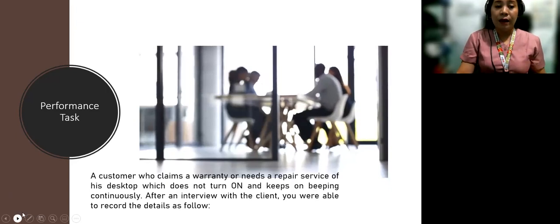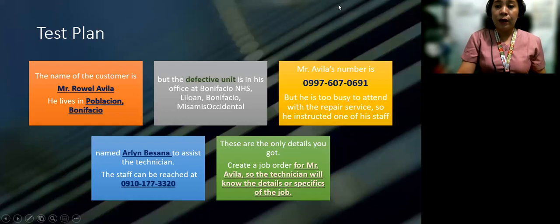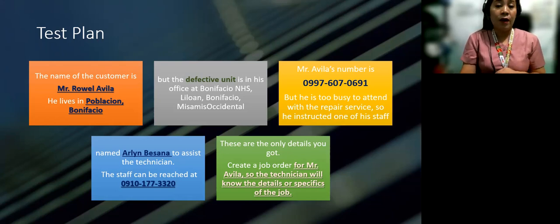Granting that there is already the test plan and you are already provided with the records that are very much needed for you to create a job plan, please be guided by the name of the customer, where he actually lives, the contact number, and, of course, what else is very needed? The person who is supposed to act on his behalf if ever he is absent or cannot meet you, so there must be someone to assist. Again, these are just facts that need to be considered in creating a job order.